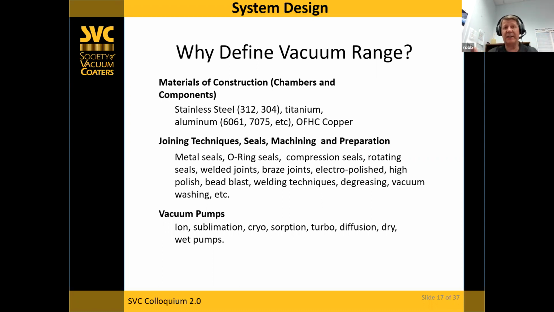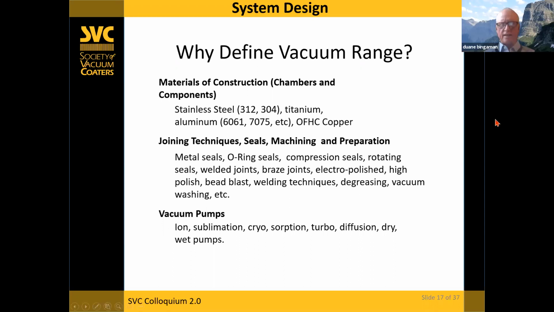It also defines joining techniques and sealing techniques, machining and preparation techniques as well. Can it be O-ring sealed, or do you have to have all-metal seals? Can I use movable feed-throughs, or do I need bellows to move everything in and out? What do the weld joints look like? Can I use a braze joint in this vacuum system? Do my chamber walls have to be electropolished or highly polished, or can they be bead blasted? How do I clean these parts as they go into the vacuum system?